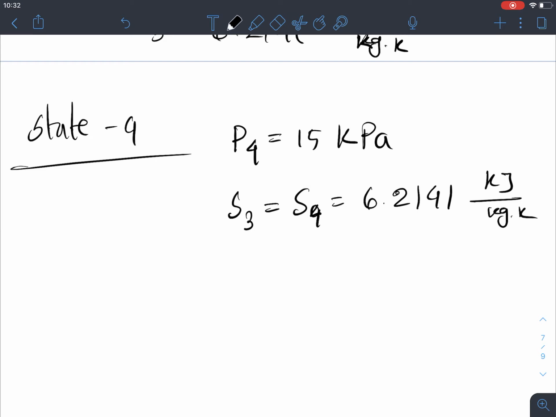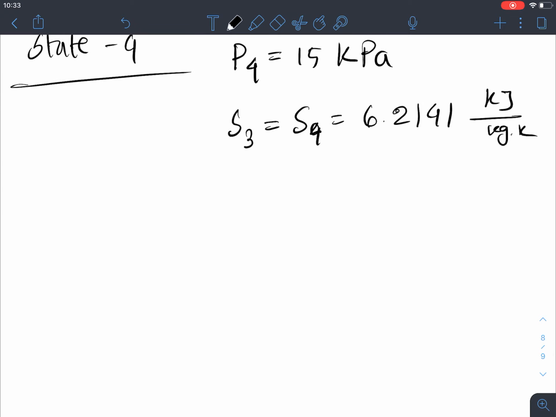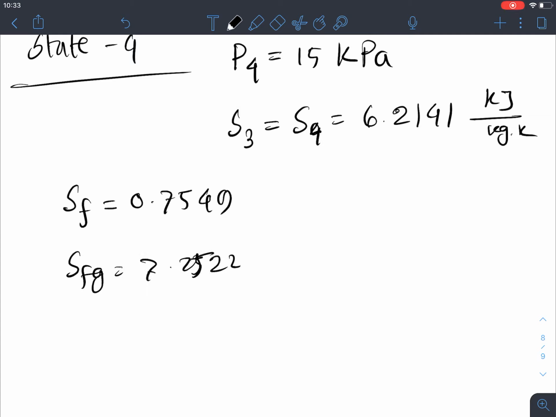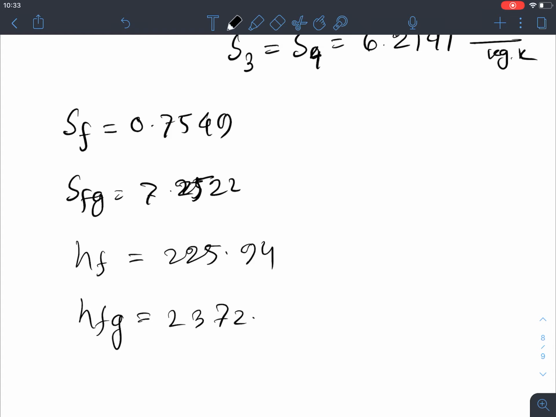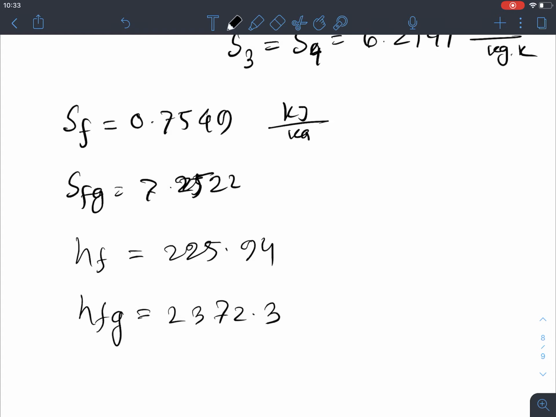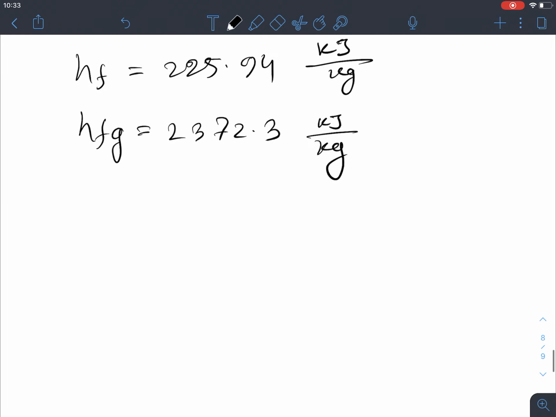So with respect to this pressure and entropy, we should also record the sf, which equals 0.7549, sfg, which equals 7.2522, and then hf, which equals 225.94, and hfg, which equals 2372.3 kilojoule per kg. Okay, we have all this information.